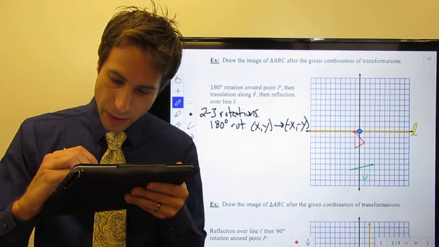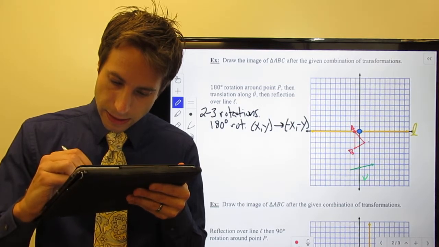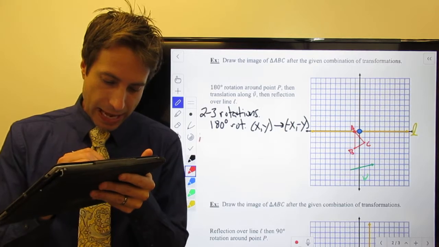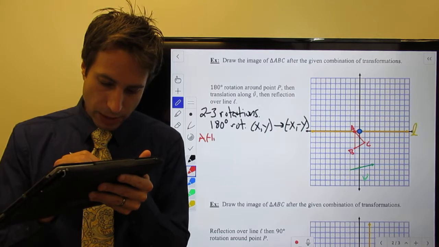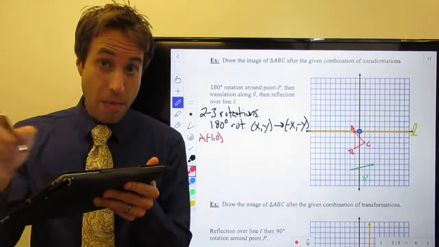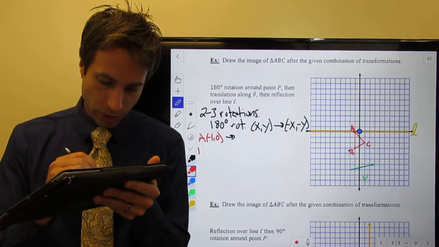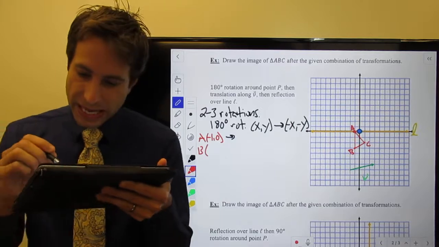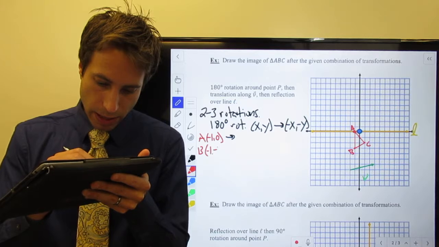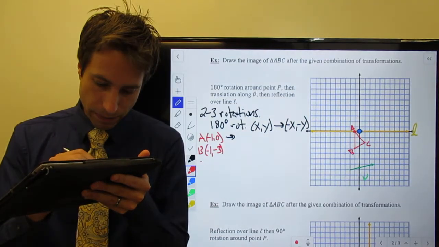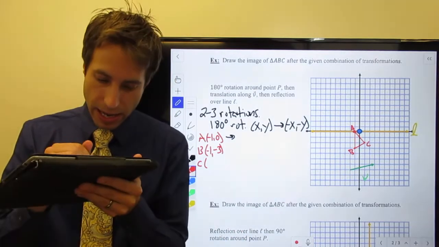Call that one right there. That'll be my points A, B, and C. All right, here we go. Point A is at -1, 0. I'm going to perform my transformation in a second. Let me get the rest of them. Here's B. B is at -1, -3. Right there, -1, -3, and C is at +1, -2.